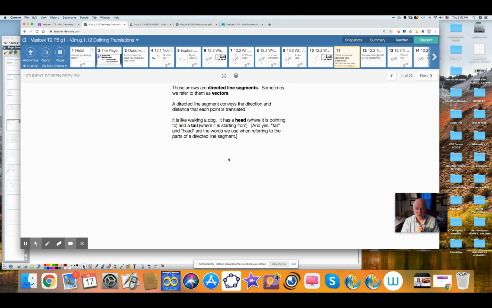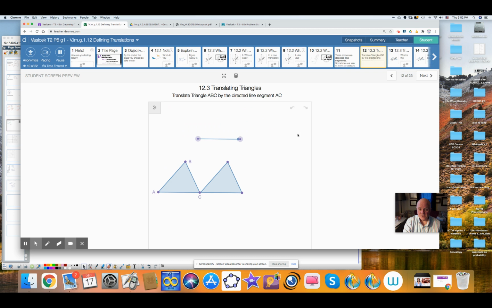It's like walking a dog. It starts with a head, that's where it's going to, and it starts at the tail, which is where it's starting from. And yes, tail and head are the words that we use in geometry to describe the parts of a directed line segment. So here we had an exercise, and I'm going to show you this exercise. I'll walk you through it so that you can do this at your own tempo.